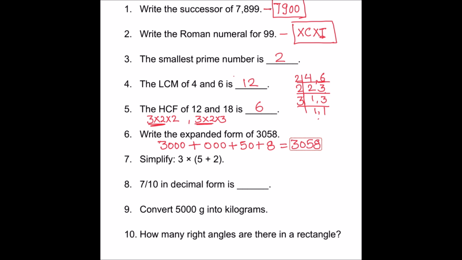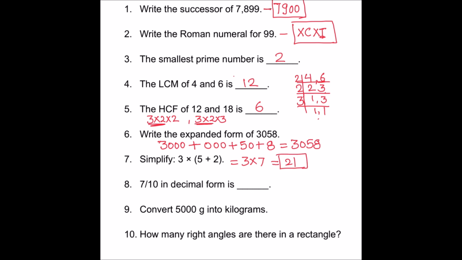Now next one, seventh one is simplify 3 times (5 plus 2). So in this one, first we are going to solve the parenthesis. So that will be 3 times, 5 plus 2 is 7. So 3 times 7 is 21. So final answer is 21.